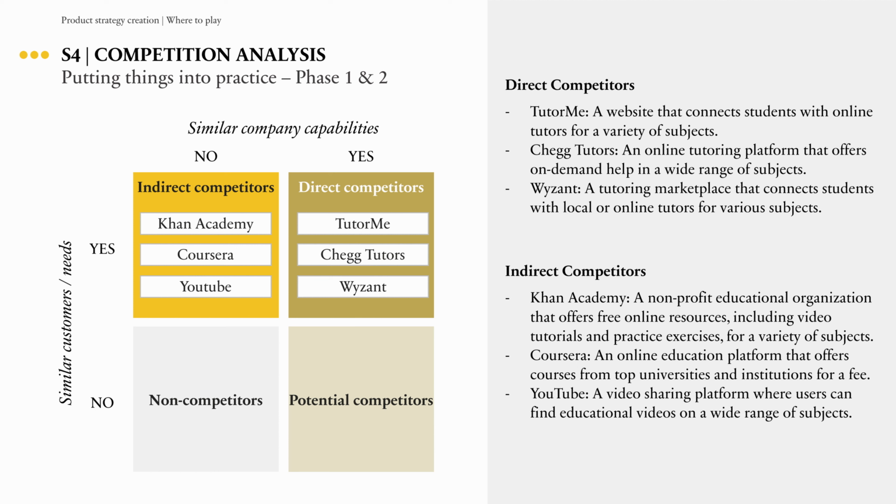Within the group of direct competitors, you have other online tutoring services. You have TutorMe, Check Tutors, and Wizant, for instance. Within the group of indirect competitors, you have the Khan Academy, Coursera, and YouTube. The difference between these 2 groups is that my direct competitors are tutoring services offering one-on-one education, whilst the indirect competitors offer a one-to-many form of education.